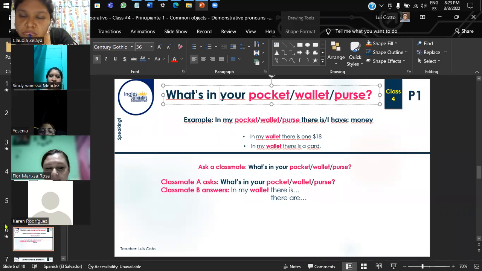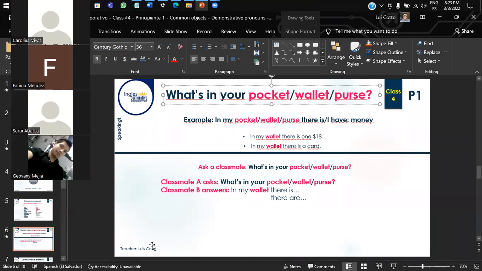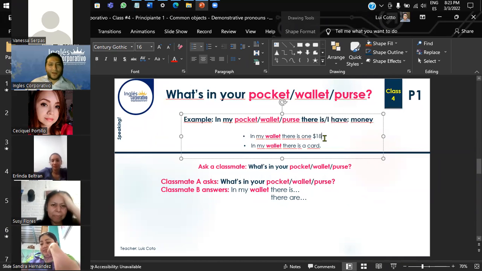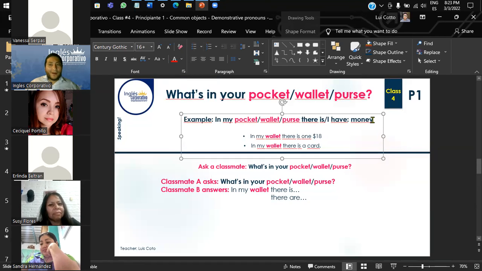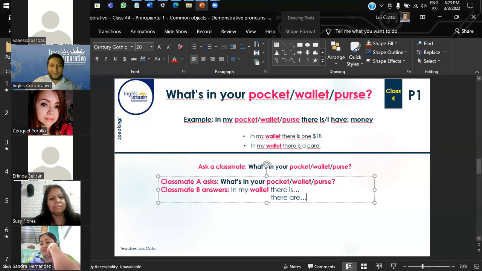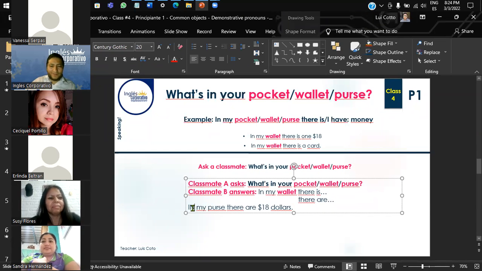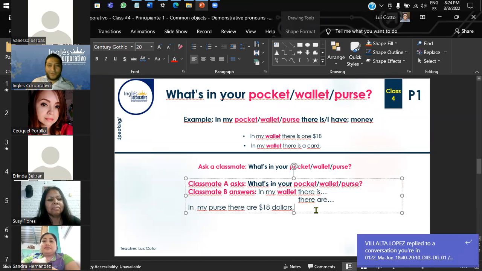Okay. In my purse, there is? And the object is missing. Solo falta el object ahí. Only the object. $18. Okay. There are, because $18 is plural. It would be there are. Sería there are. In my purse, there are $18. Okay, that's it. But it's plural. In my purse. Okay, very good. That's it.